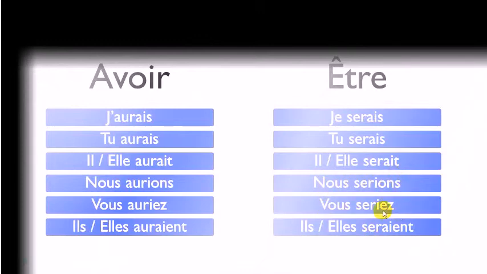Vous seriez. So here when you've got this Z at the end, then you get the sound E, seriez. So vous seriez, okay? And the last one, ils seraient, A-I-E-N-T here, phonetically it goes like E, okay? Serait, elle serait. So same thing here, we've got serait here, phonetically I mean, serait, serait, and serait. So the same sound. Okay?